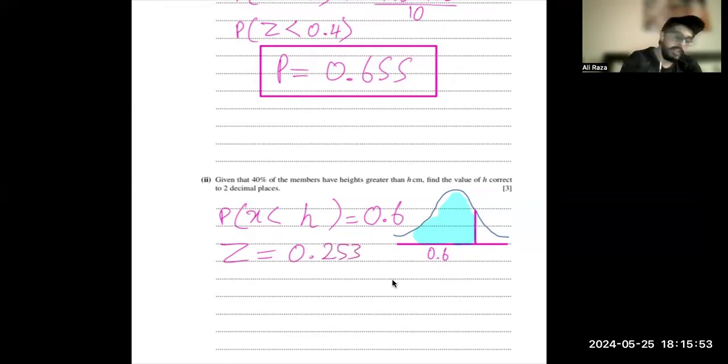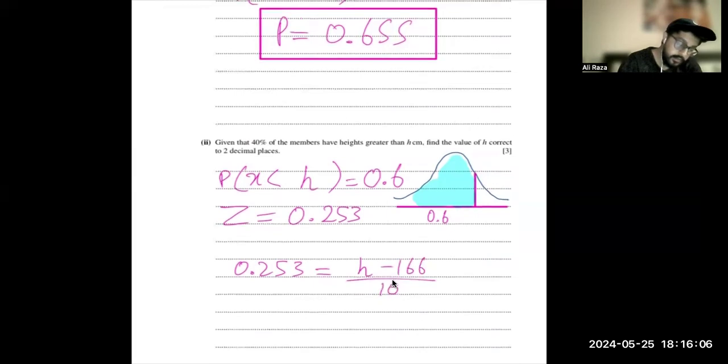Now we'll use the standardization formula to find the value of h. So 0.253 is equal to h minus 166 upon 10. h is equal to 168.53.